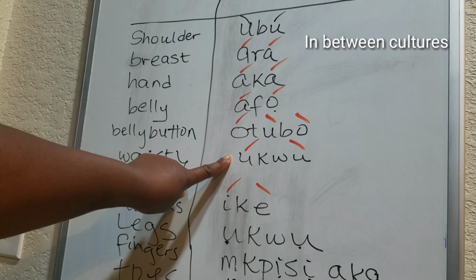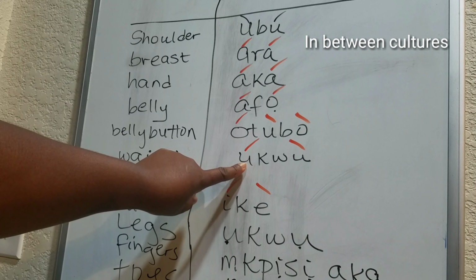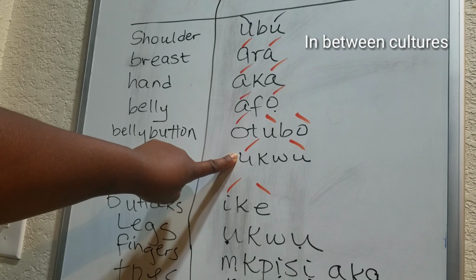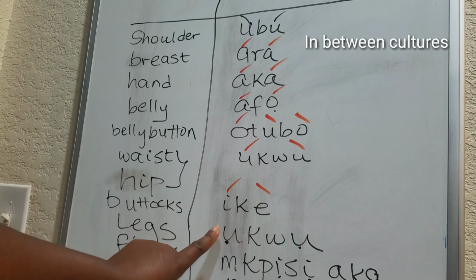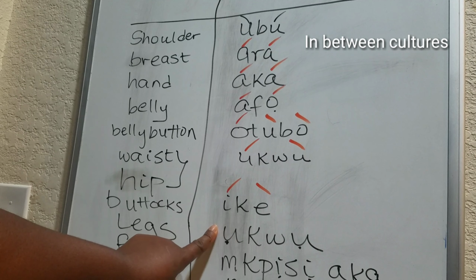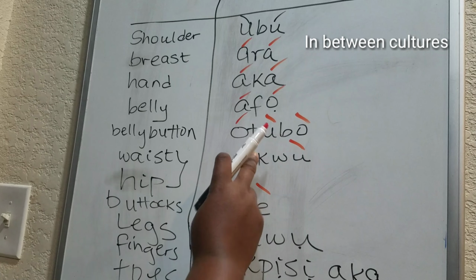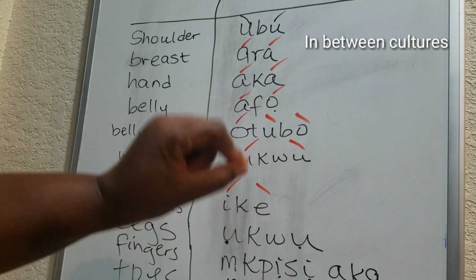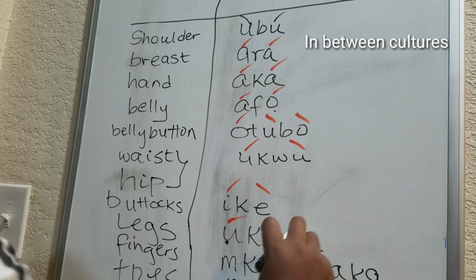Notice that waist and legs look alike. The difference is in the softness or heaviness of the U. Waist is uku. Legs will be oku. This one also has a different sound than this. So this is oku. High high. High high.